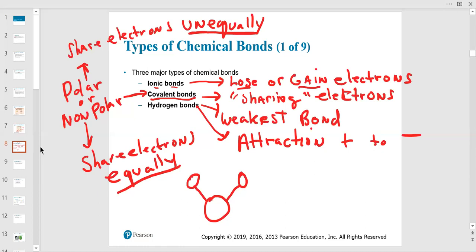So oxygen tends to be more electronegative and hydrogen tends to be more electropositive, remember, because it's not giving, but its electron is basically part of oxygen now. So this is one water molecule, that's 2 H's, H2, and O. This bond between the hydrogen and the oxygen is a polar covalent bond.